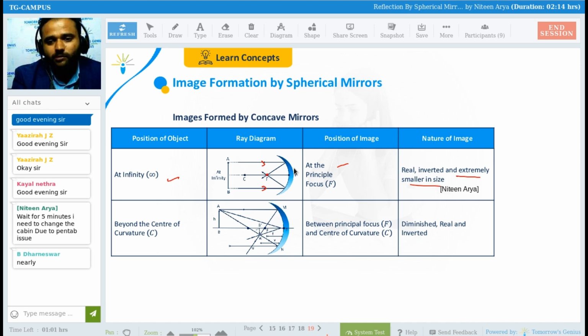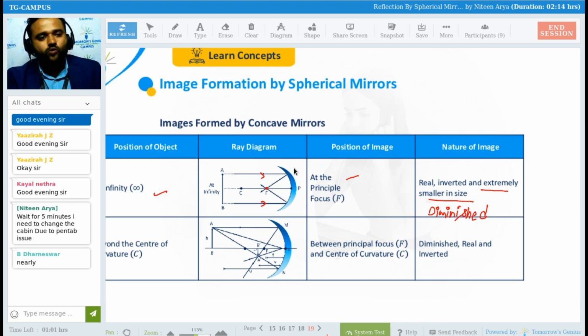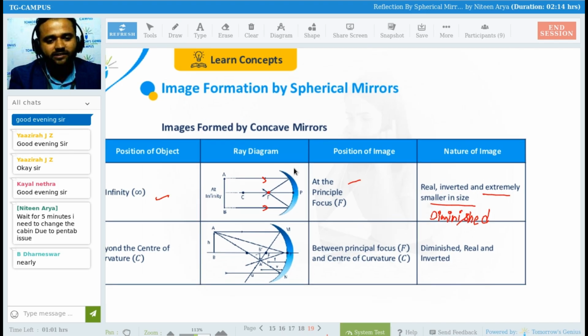at the principal focus is real, inverted, extremely small in size. As we know, the sun is very large as compared to the earth or any particular mirror on the earth, but still we get the image of this particular sun very small. So that is why we say very small, diminished. Extremely small in size is also known as a diminished image. D-I-M-I-N-I-S-H-E-D. Clear?